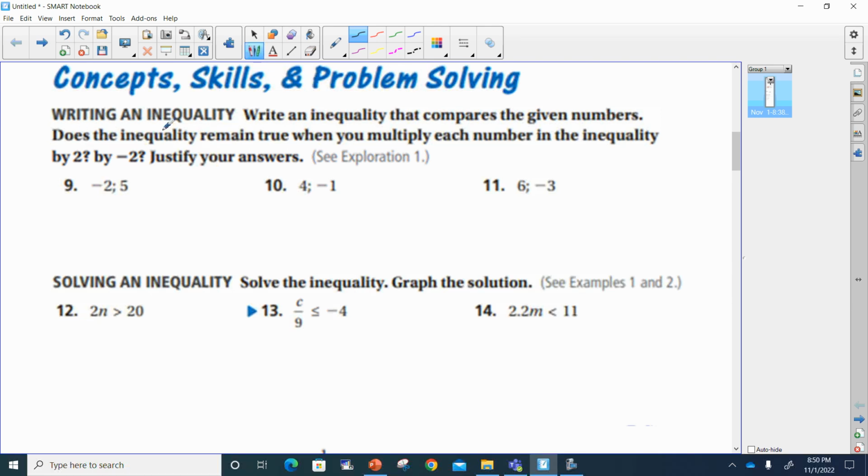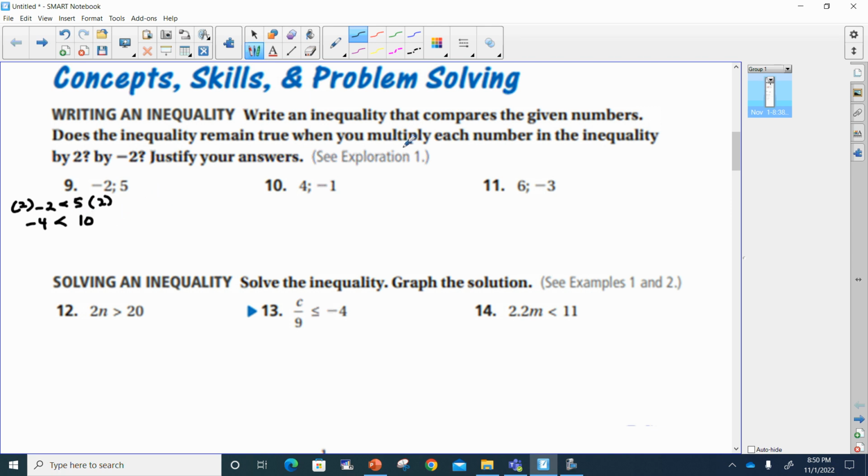Does the inequality remain true when you multiply each number in the inequality by 2 or by negative 2, and justify your answer? Well, if I was going to write this, it would be negative 2 is less than 5. So if I multiply both sides by 2, this is going to be negative 2 times 2, which will give me negative 4. And this would be 5 times 2, which would be 10.